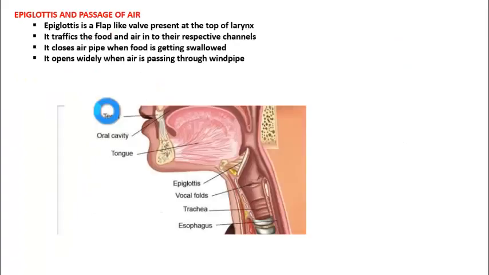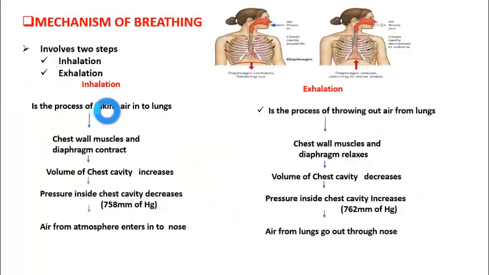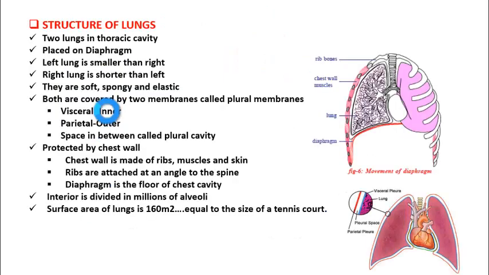Now we need to understand the mechanism of breathing, students. For that, you need to understand the structure of lungs. So let us see that. Students, we have 2 lungs. These are the 2 lungs by the side of trachea. So this is the trachea. On either side of trachea, we have 2 lungs. This is left lung, this is right lung.